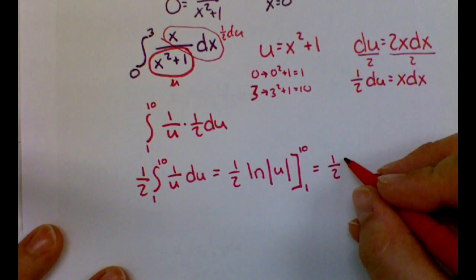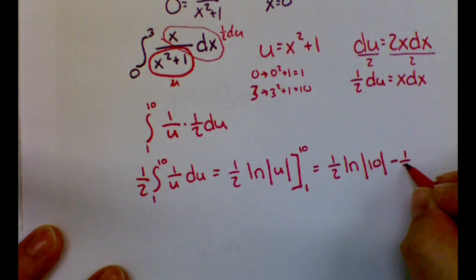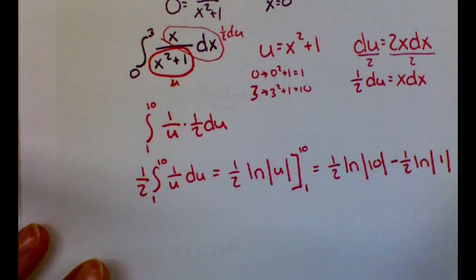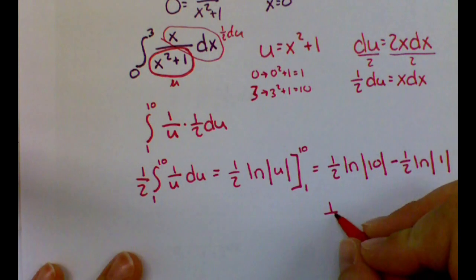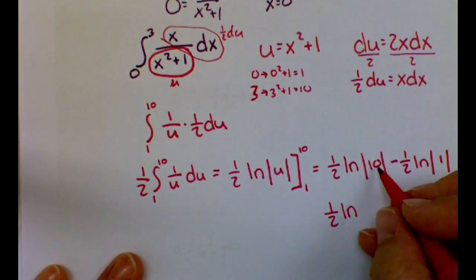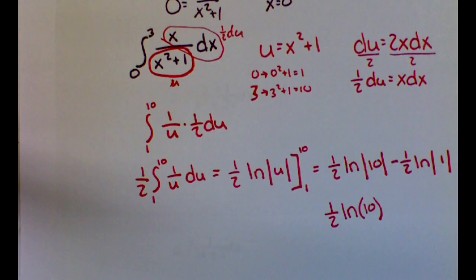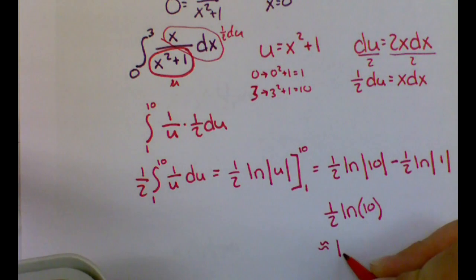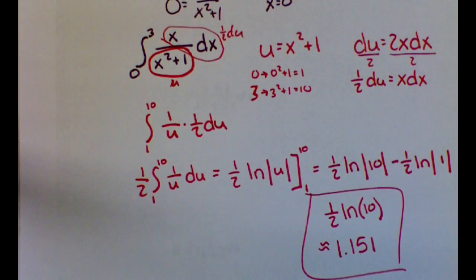Second fundamental theorem of calculus: 1/2 times the natural log of 10 minus 1/2 times the natural log of 1. Well, the natural log of 1 is 0. So we have 1/2 times the natural log of 10. I can keep those absolute values, but I don't really need them. And we can get the approximate value of this, 0.5 times ln of 10. It's about 1.151, or you could leave 1/2 natural log of 10.